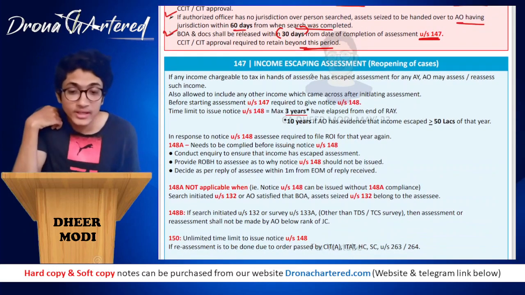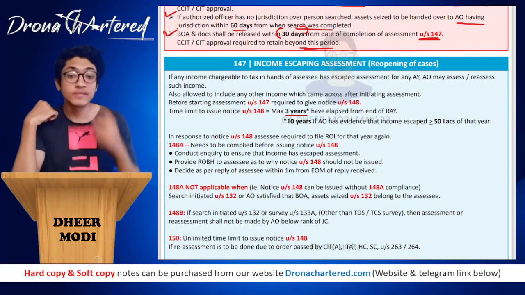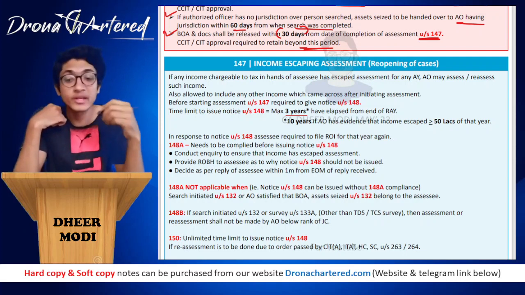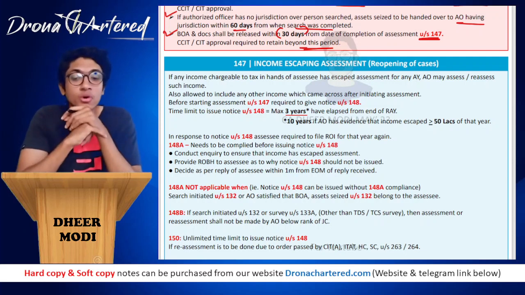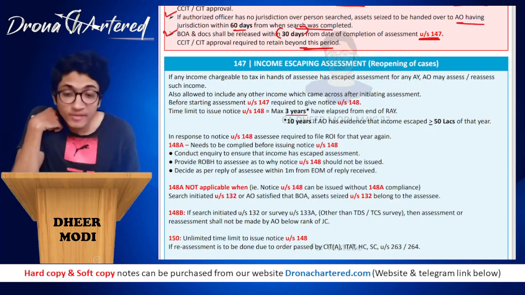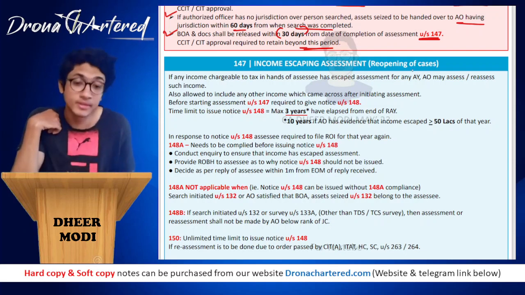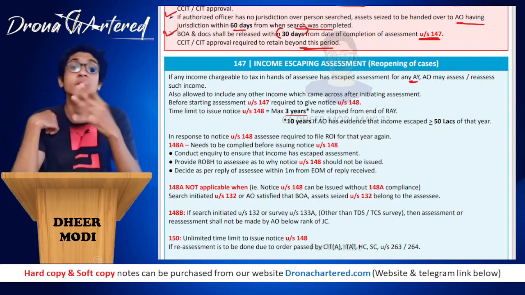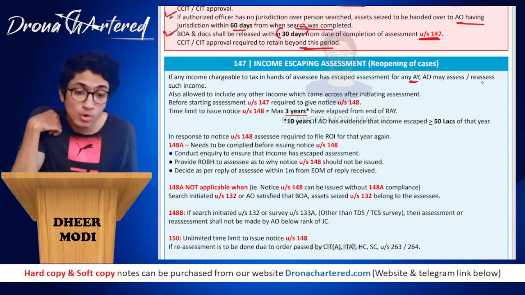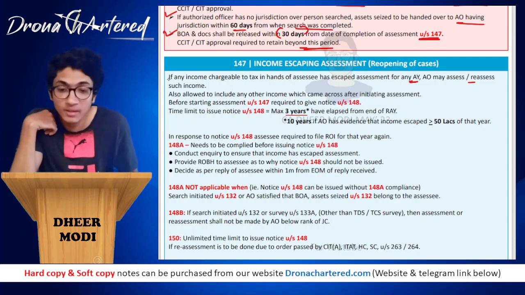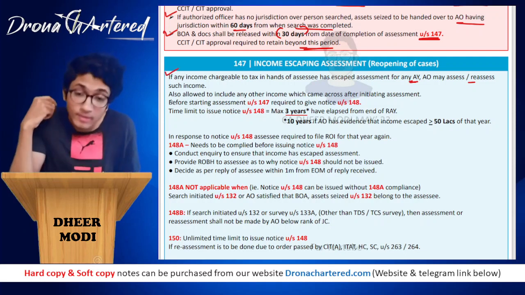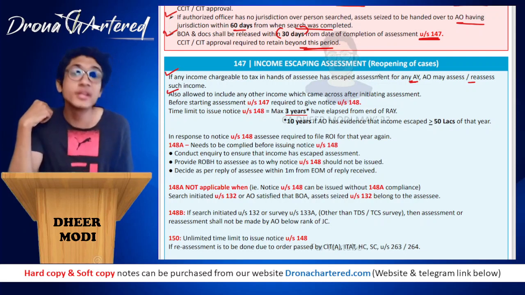Next is your income escaping assessment, that is your section 147. Section 147 is income escaping assessment, that is reopening of cases. If any income chargeable to tax in the hands of the assessee has escaped assessment for any assessment year, that means this income has not been assessed, the AO may assess or reassess such income. He will also be allowed to include any other income which came across after initiating the assessment.